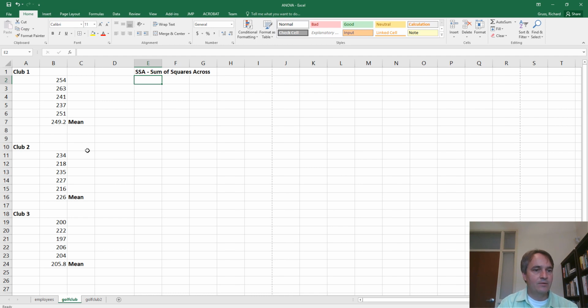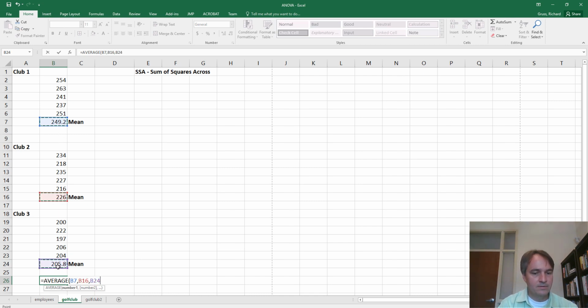We need to add up all the squared distances from these means to the grand mean. So let's figure out the grand mean. As I showed you before, we could average up all of these, or we could just do the average of the group means, which is an easier way to do it. So we'll take the average of this one, and this one, and this one. That's our grand mean: 227.